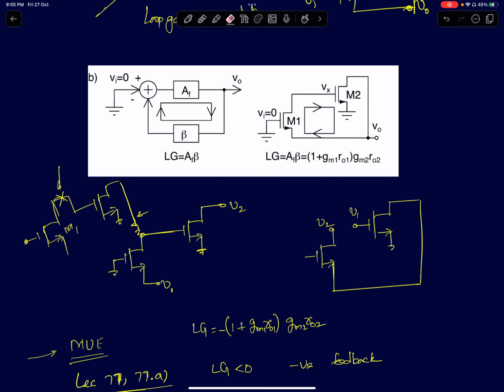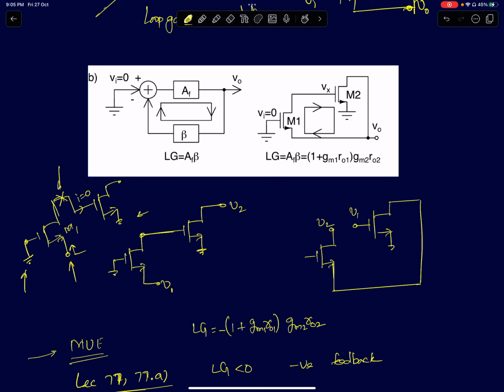So luckily, at both these nodes, the impedance looking in is infinity. Why is that? If I look at this node, this is a common gate amplifier. Sorry, the input is at ground. So it's a common gate amplifier, and you're looking into the source. Since the drain is open, no current can flow here. Therefore, the impedance looking here will be infinity.